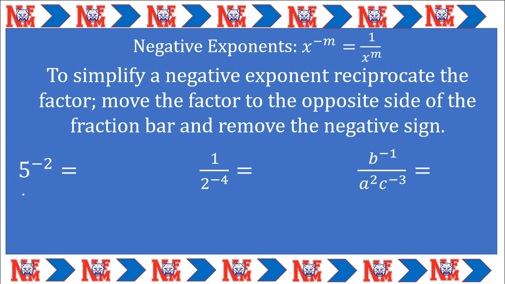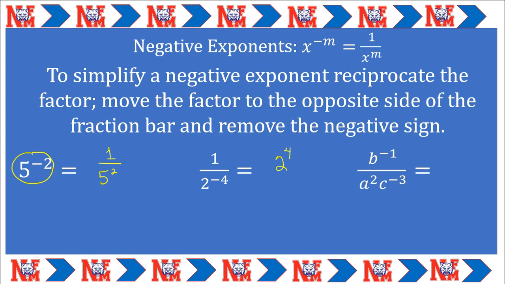So let's simplify these three expressions. Okay, so 5 to the negative 2, we just learned that if we have a negative exponent, we need to reciprocate the factor. So we're going to move it to the denominator and make it positive. And then we have a 1 on top. Remember the next one, this time our negative exponent, the factor starts in the denominator. So we're going to flip it to the numerator and take off the negative. And then we have it times 1, but we don't need that. So 2 to the 4th is your final answer if we're just simplifying. I'm not evaluating right now.